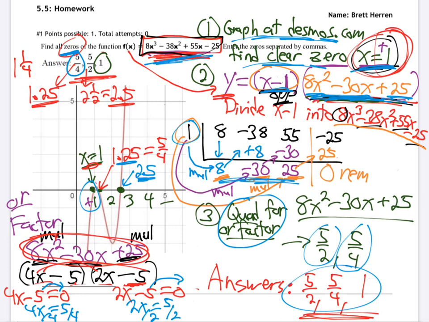Then divide by 2. See, there's our 5/2 answer. And we already had the 1. So you can get them all by factoring, but most people will prefer the quadratic formula. So there we go. It's all coming from Desmos.